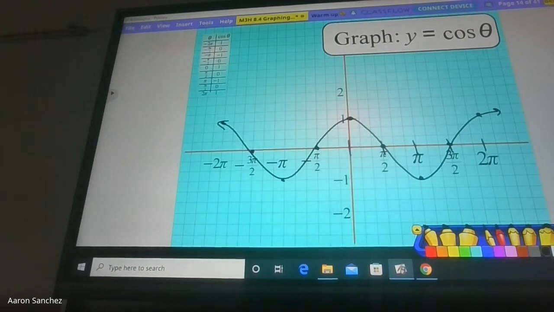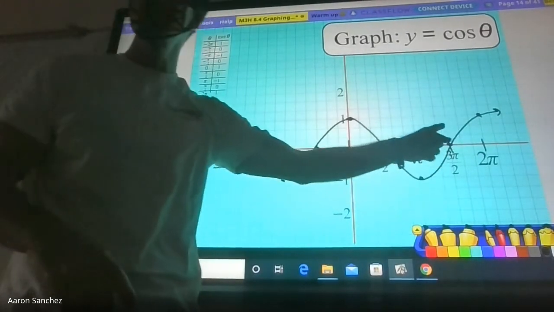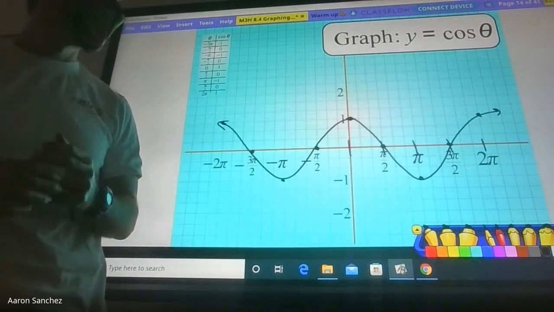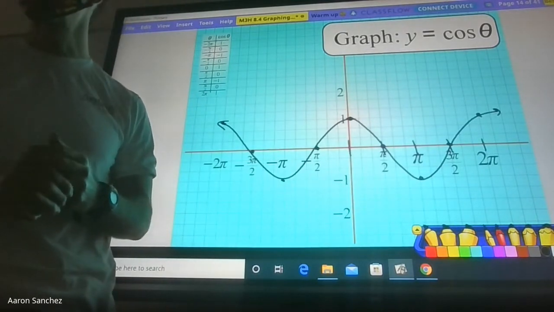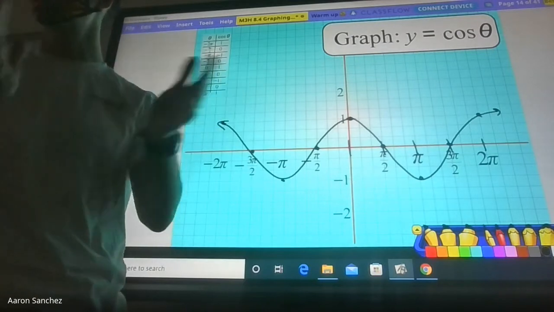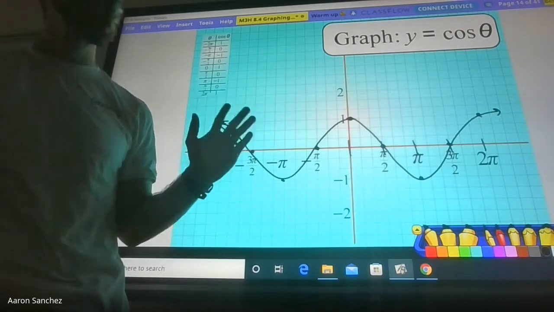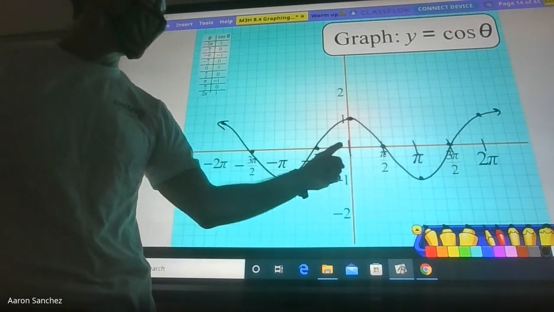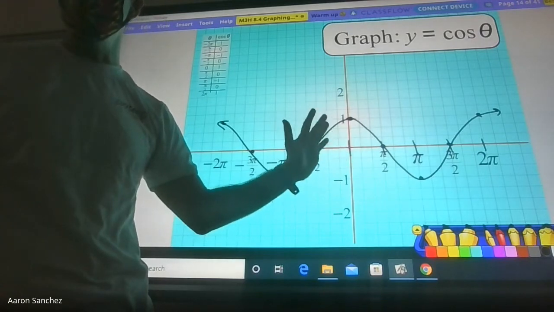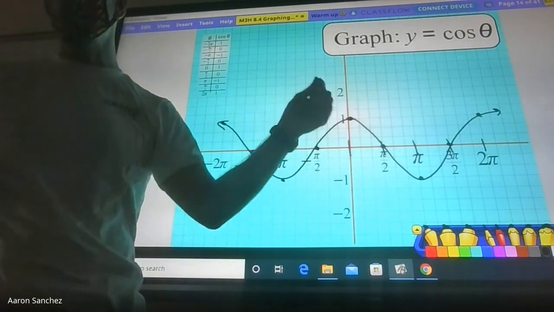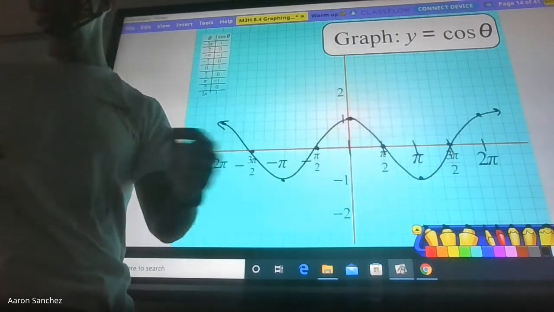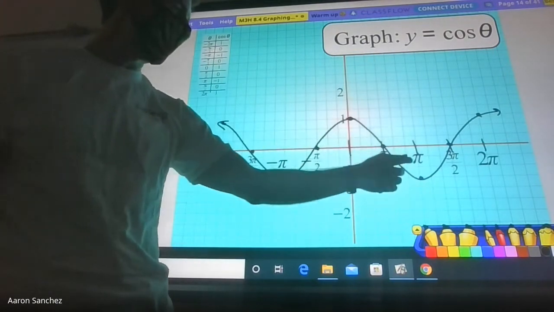Yes, Anthony. How do you know how many to go across on the x-axis? On the x-axis, how do you know exactly where to put them? The 5 key points? Put them anywhere, as long as they're evenly spaced, as long as there's 5. And I'll show you that. It'll make more sense in the next one. Because I'm going to give you parameters where it's going to shrink and stretch it. But if it's not shrunk and stretched, it's going to be pi over 2, pi, 3 pi over 2, 2 pi.